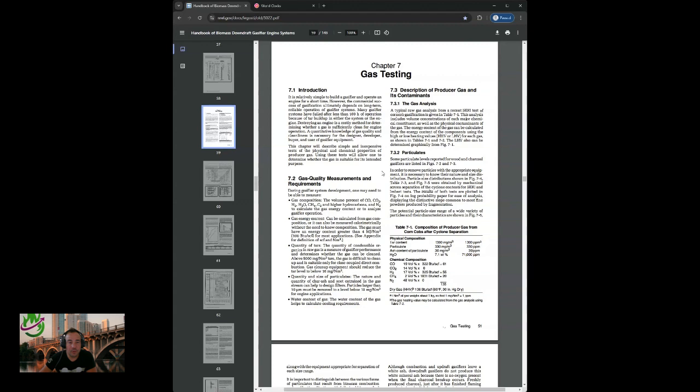So let's talk about description of producer gas and its contaminants. The gas analysis. A typical raw gas analysis from a recent SERI test of corn cob gasification is in Table 7.1. This analysis includes volume concentrations of each major chemical constituent, as well as the physical contaminants of the gas. The energy content of the gas can be calculated from the energy content of the components using the high or low heating values, HHV or LHV, for each gas, as shown in Tables 7.1 and 7.2. The LHV can also be determined graphically from Figure 7.1.